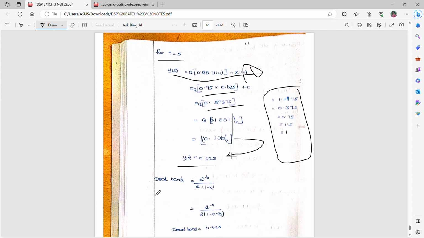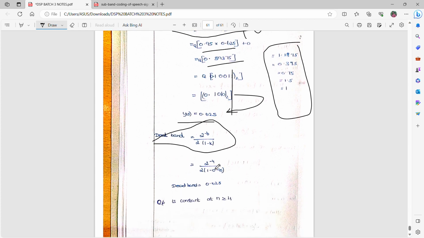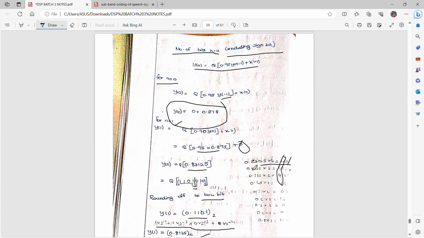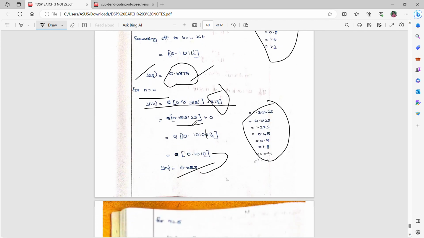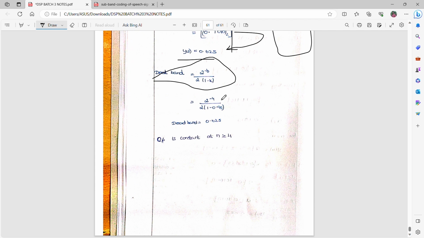Now we can write the deadband equation, which is equal to 2 power minus b divided by 2 into 1 minus k. Here b is the number of bits assigned, which is 4, so we have 2 power minus 4 divided by 2 into 1 minus k, where k is the constant value given, that is 0.95. After solving this equation, the deadband is equal to 0.625, so that the output is constant for n greater than or equal to 4.